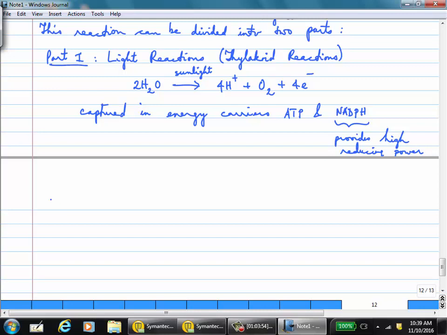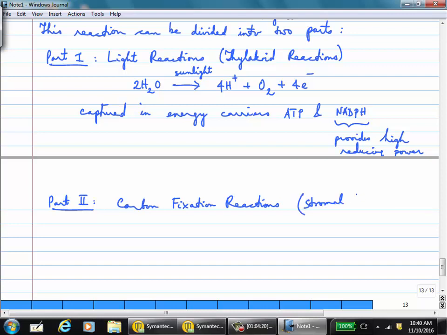Now part 2 of photosynthesis is where we have the carbon fixation reactions. So you actually end up getting these carbohydrates. These are what are called the carbon fixation reactions. Carbon dioxide from the air is used to give you carbohydrate, and these are also called the stromal reactions.